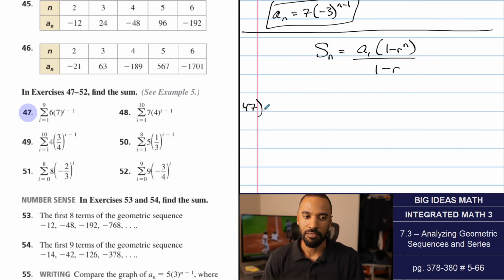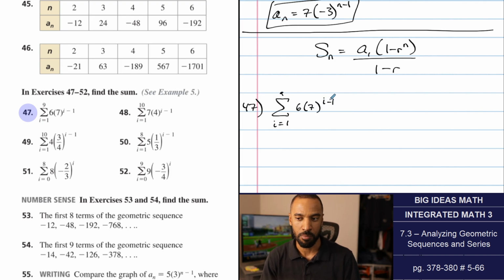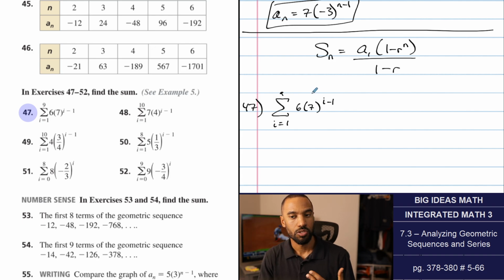So, number 47, we have sigma notation. We're going from the first to ninth term. And we have done a lot of geometric series rules so far. They have that n minus 1 power appearance to them. So this is going to be very helpful for you to determine the information. We need the first term, the common ratio, and number of terms.